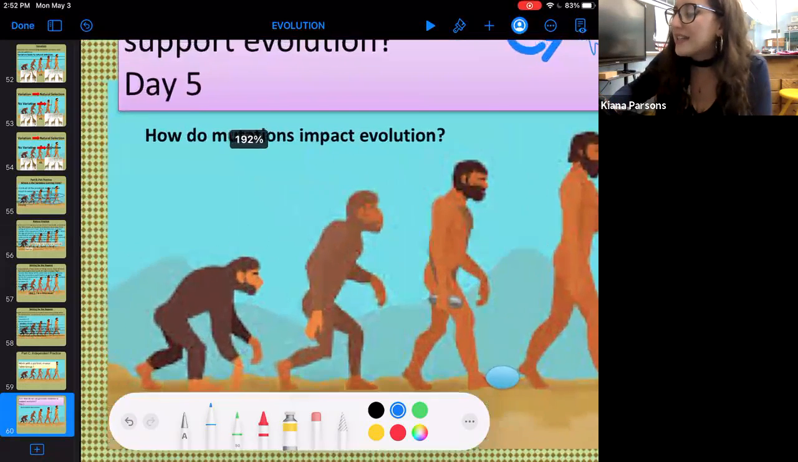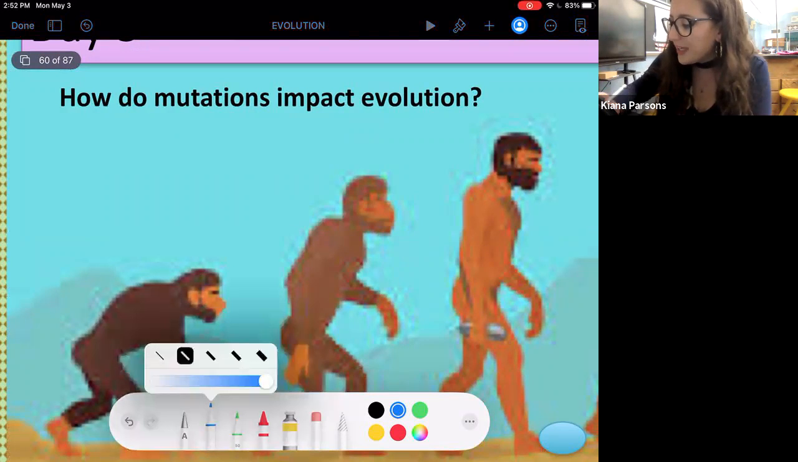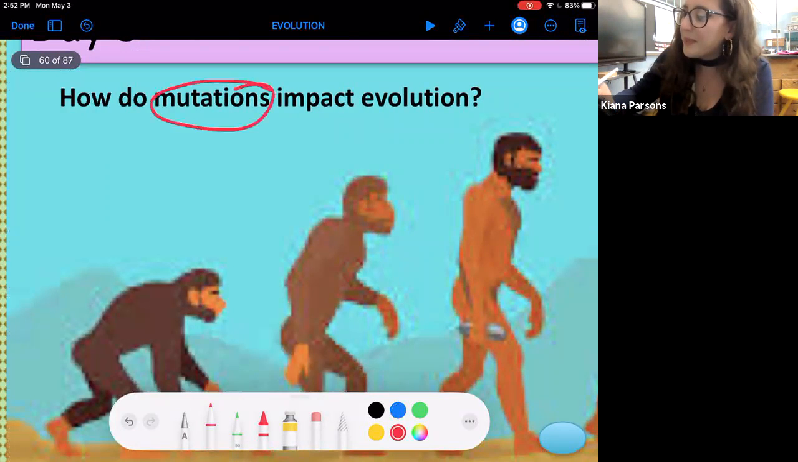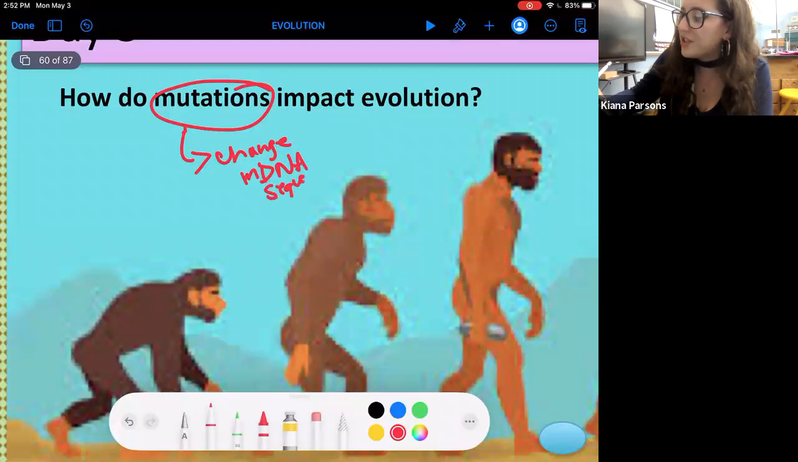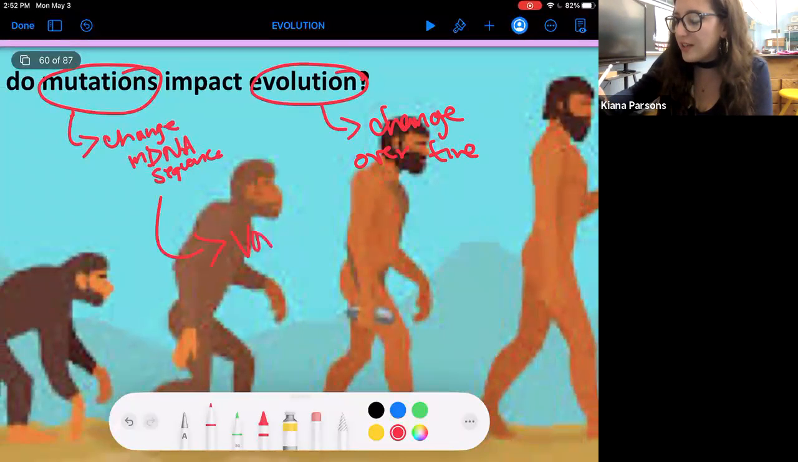And this first question asks us, how do mutations impact evolution? So hopefully we remember that mutations are just a change in DNA sequence, right? So this is just a change in your DNA. And evolution is, of course, change over time. And mutations lead to variation in a species.